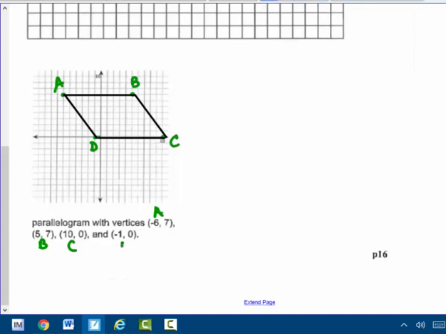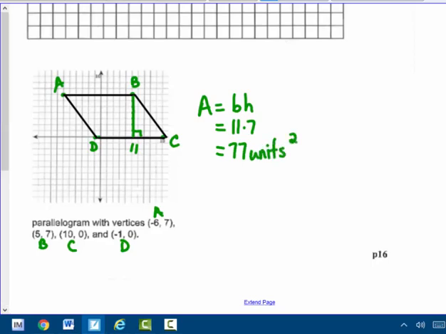So this was D. Let's find the area of this parallelogram. Area equals base times height. That base is 11, from 10 down to negative 1 is 11. And this height would be 1, 2, 3, 4, 5, 6, 7. So from a vertex, perpendicular down to its opposite base, that would be 7. So 11 times 7 is 77 units squared. Formula, plug in, answer, label.